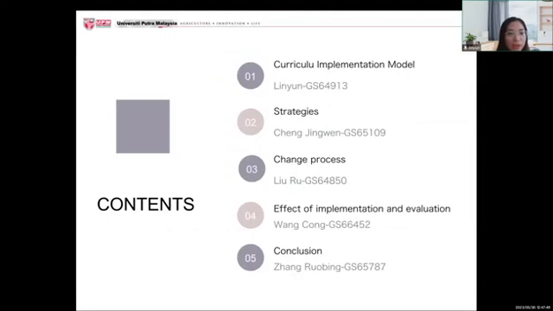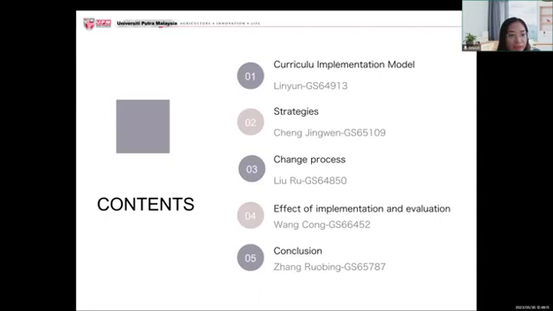The topic of our presentation is curriculum implementation, and there are 5 parts in our presentation. They are implementation model, strategies, change process of implementation, effect of implementation and evaluation, and conclusion.